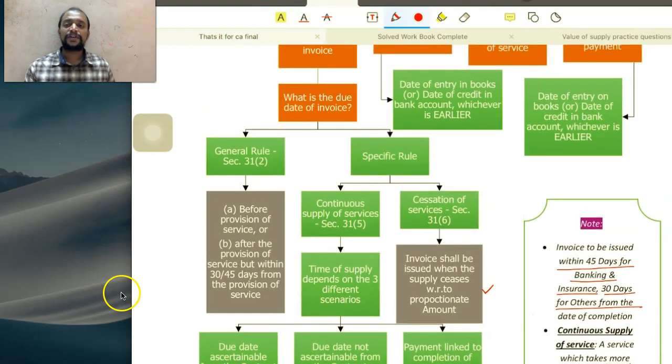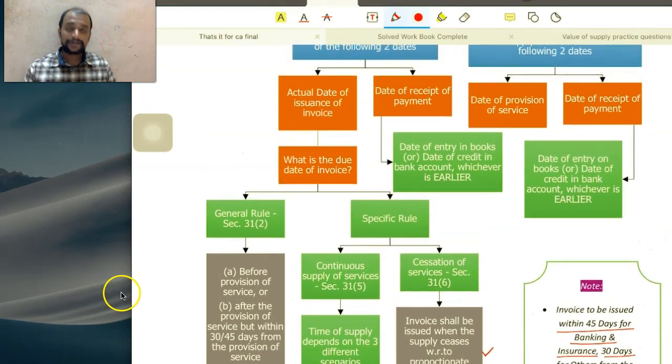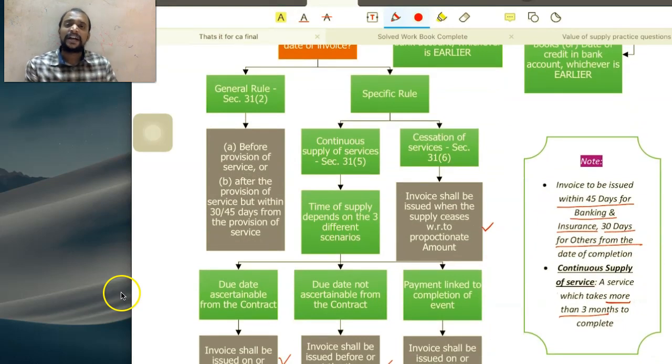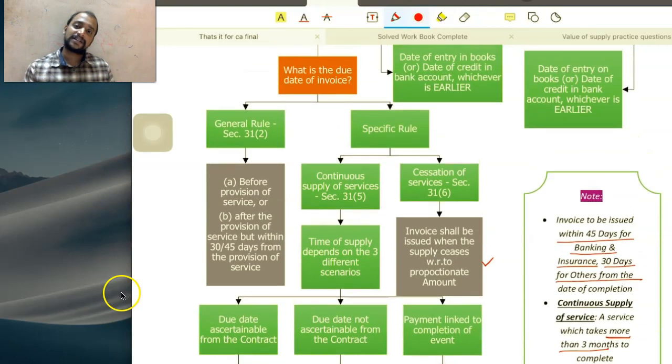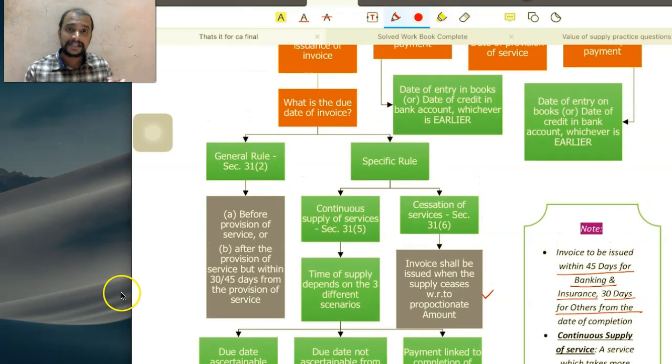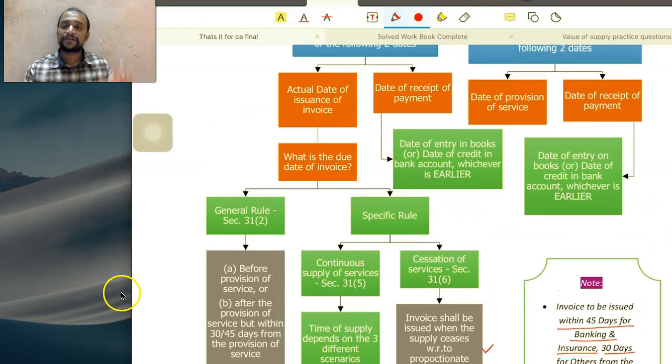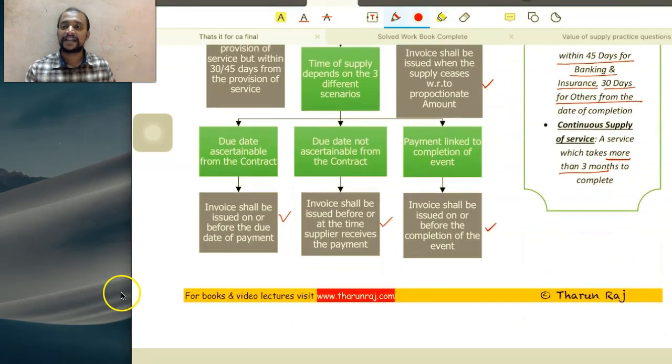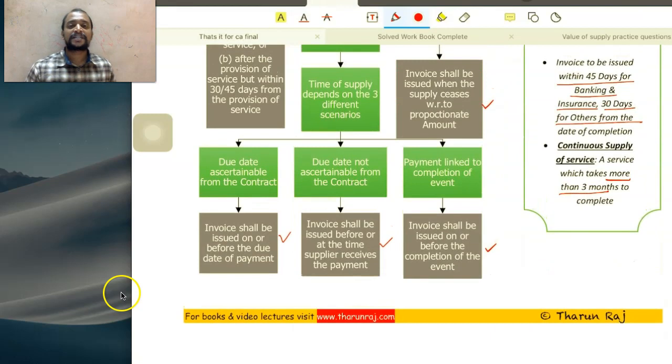This is the due date of invoice in case of 3 situations. For goods we have 3 situations and for services we have 3 situations. Accordingly, we determine the due date of invoice. Now what you need to check is whether the invoice is issued within the due date or not. If the invoice is issued within the due date, the invoice date or payment date, whichever is earlier. If the invoice is not issued within the due date, the completion date or payment date, whichever is earlier. Now in the case of services, is GST payable on advances? Yes, because the date of payment is one of the dates. Therefore, GST is payable on advances in case of services covered under the forward charge mechanism.